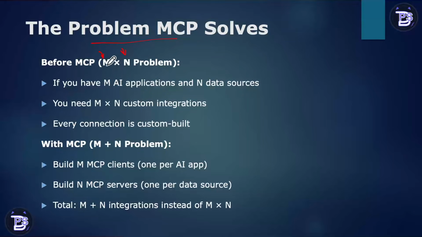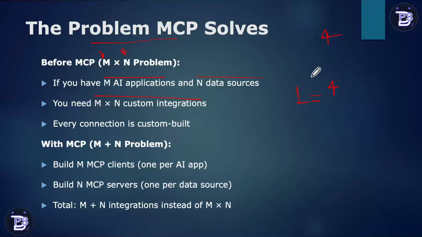Now you have M tools and N servers. For example, you have M AI applications and N data sources. Data sources means your servers, your read-only or read-write data. Then what you need to do is build M into N custom integrations. That means for every single AI application, for example, if you have one AI application and 4 data sources, then the number of integrations you have to develop is 4.